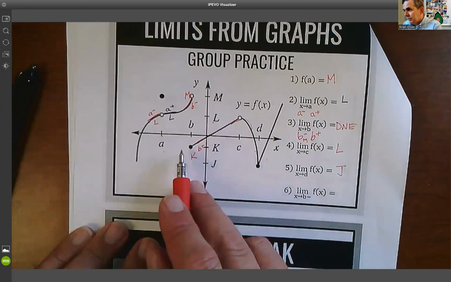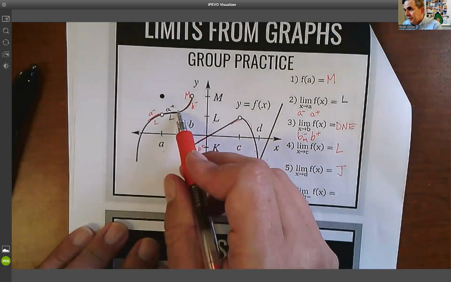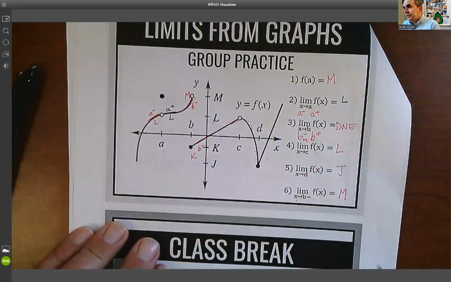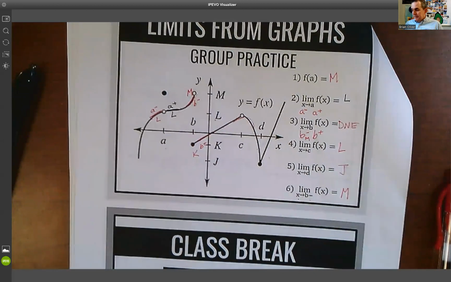And then the last one asks what's happening with the limit as x approaches B from the left side. As x approaches B from the left side, I'm going up here and I'm actually getting M. So that's what we did with our limits from a graph. We did a few of those examples in class. I just wanted you to see that.